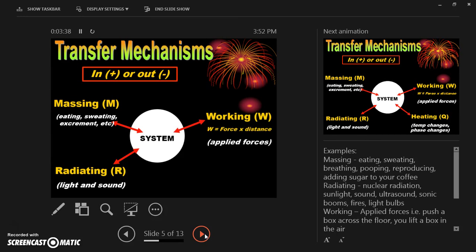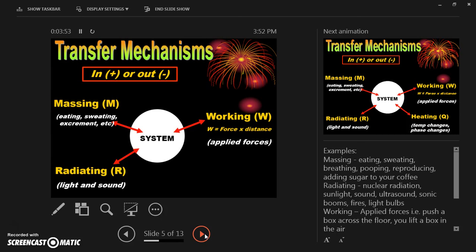Third transfer mechanism has an equation attached to it, which we will use at a later date. Energy can enter the system by work being done on the system, that'd be positive W, or the system doing work on another object, that would be negative W.